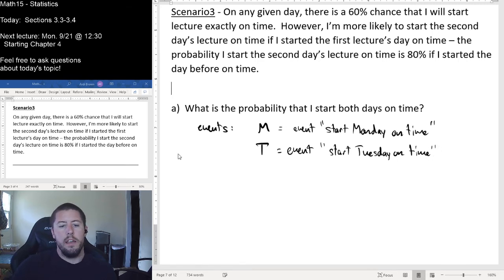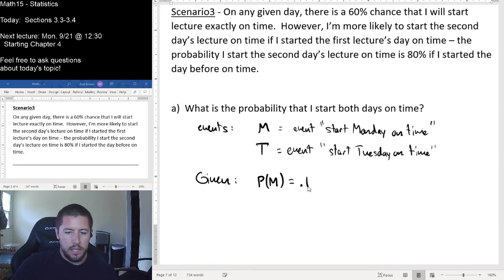Now, what we have been told, what was our given information? What we were given is it says on any given day, there is a 60% chance that I will start lecture exactly on time. That tells me the probability of event M occurring is 0.6, and the probability of T occurring is also 0.6. But I'm also given extra information.